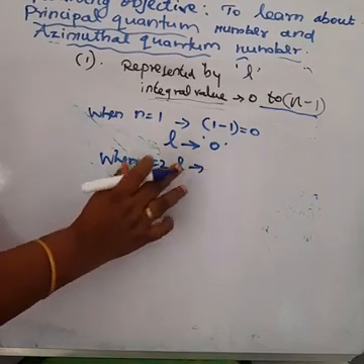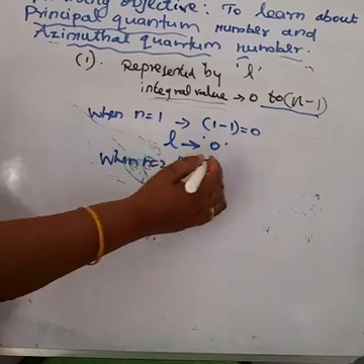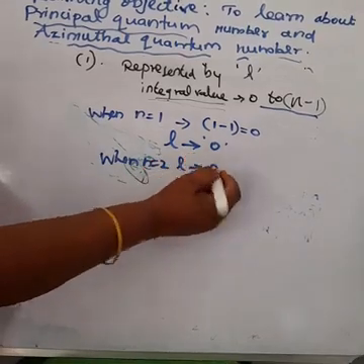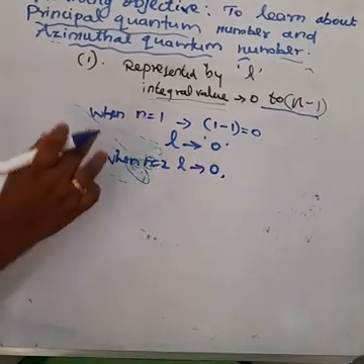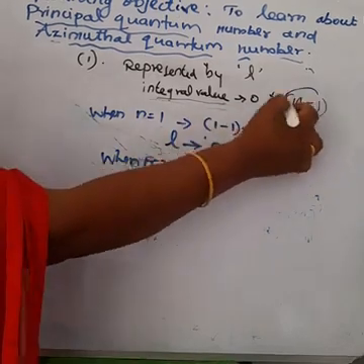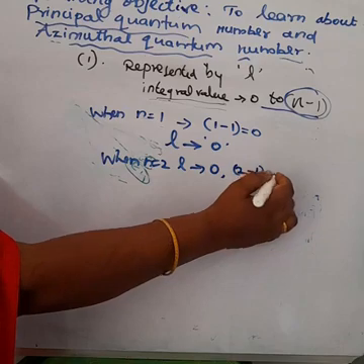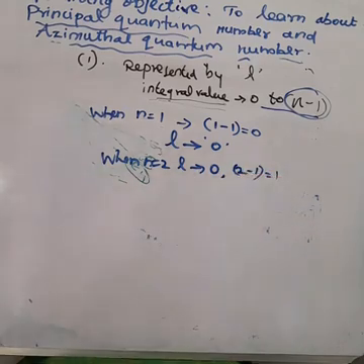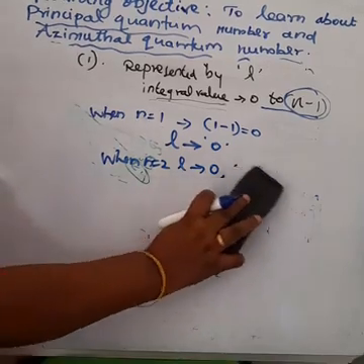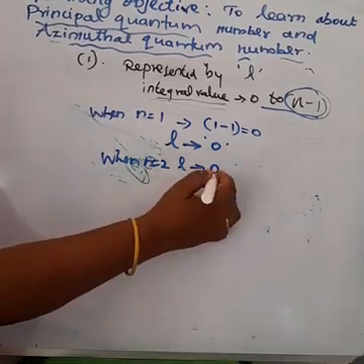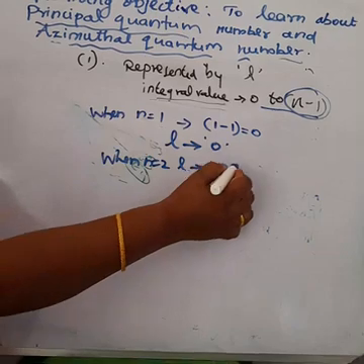N is equal to 2 means 0, they start from 0 and then n minus 1, means 2 minus 1. So we get 1. So the integral values of L are 0 and 1.